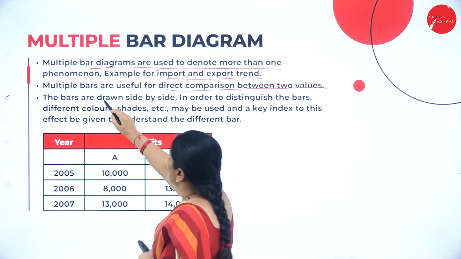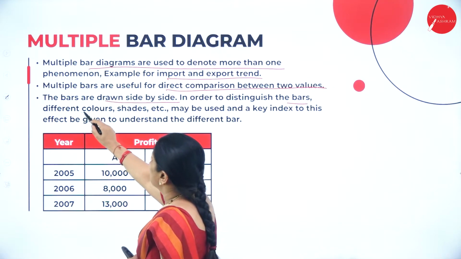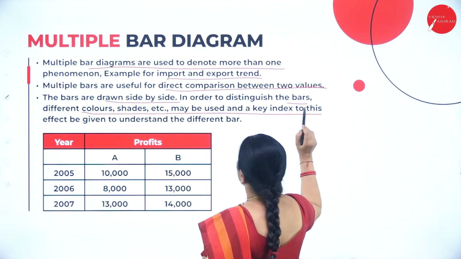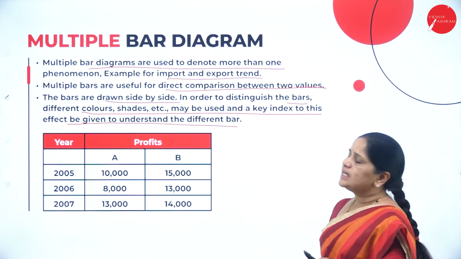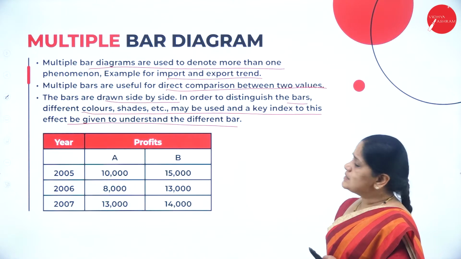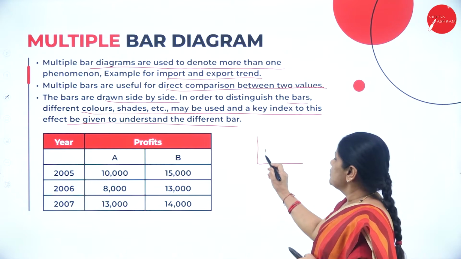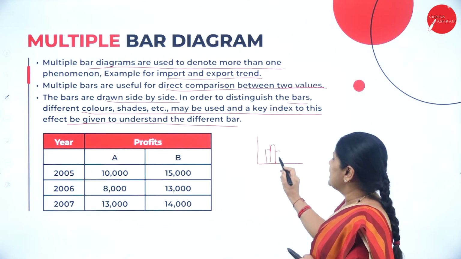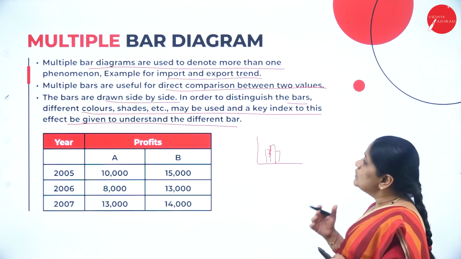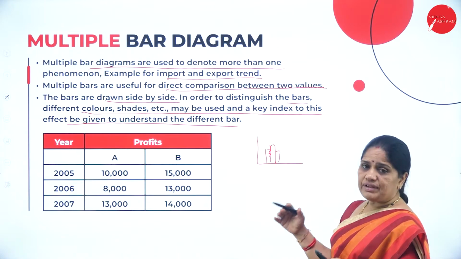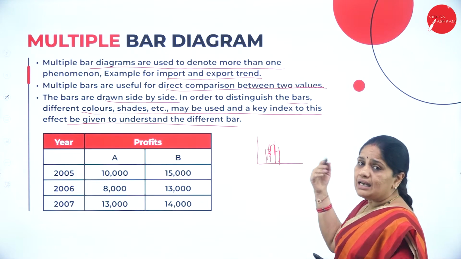The bars are drawn side by side. In order to distinguish the bars, different colors, shades, etc. may be used. A key or index to this effect should be given to understand the different bars. So in this multiple bar diagram, we will be drawing in the form of bars only, but each bar will have a different color or a different texture to show what phenomenon the bar represents, why we are drawing each of the bars and what it represents.